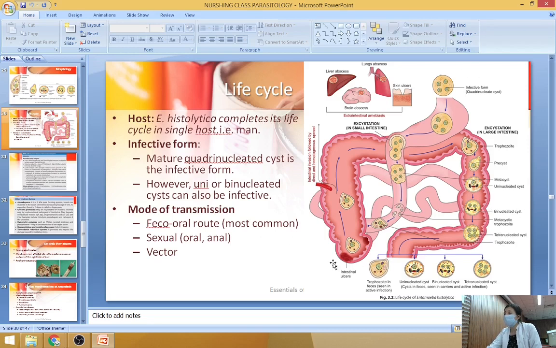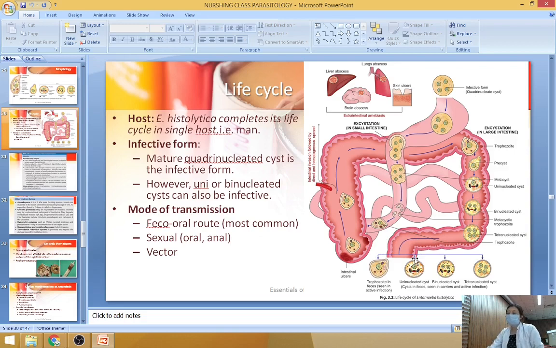So more and more amoeba will accumulate inside the large intestine. In the small intestine, first the quadrinuclear cysts, and after that the adult formation will be there. Then in the large intestine, they again give rise to the cystic form. This is the life cycle of Entamoeba histolytica. Uninucleated cysts in feces are seen in carriers and active infection. Once they become quadrinuclear cysts, they go to the feces, because it is completed in the large intestine.